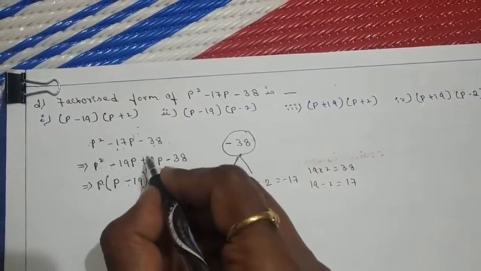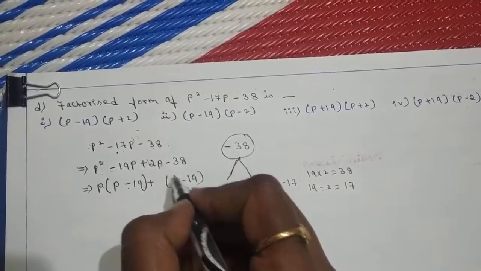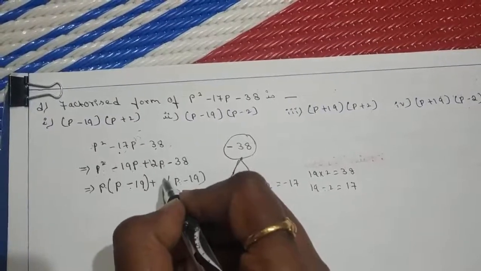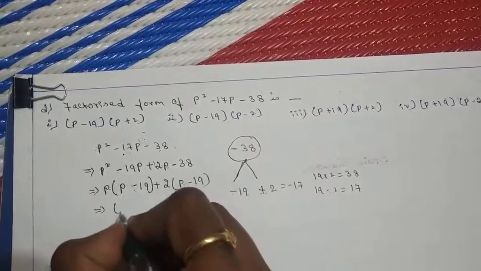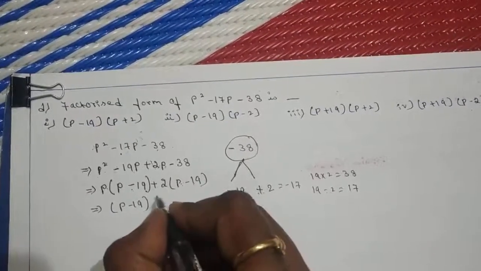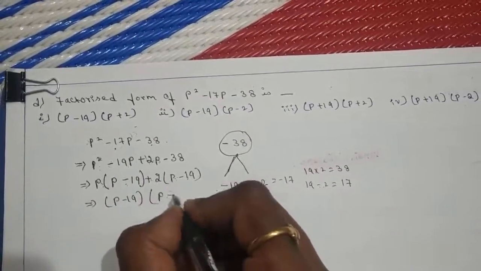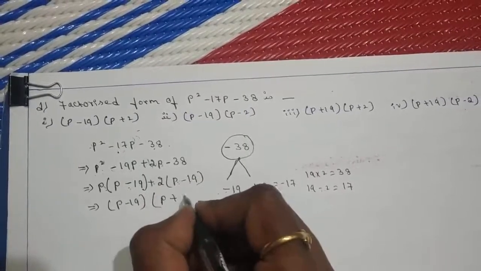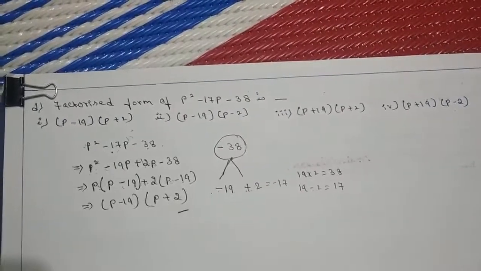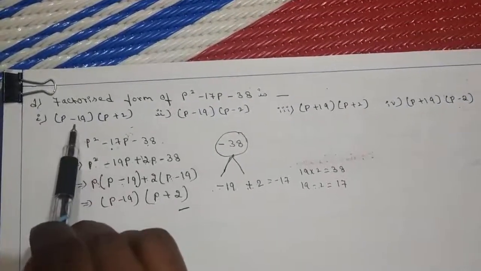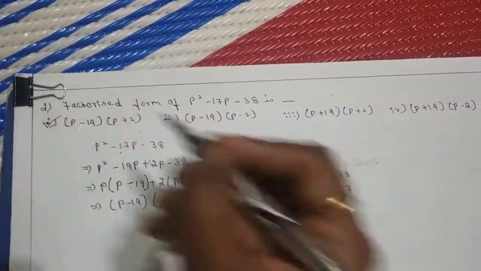Now check with the third sign. What we have? Plus sign. Here only p is taken within a bracket. Then what should be outside the bracket? 2. Yes? Next, what is common between these two? p minus 19 is common. What is left now? In this term, only p is left, plus sign. In this term, only 2 is left. So, p minus 19 and p plus 2 are the factors. Now you check p minus 19, p minus 19, p plus 2, p plus 2. Yes, first option is the right answer, children.